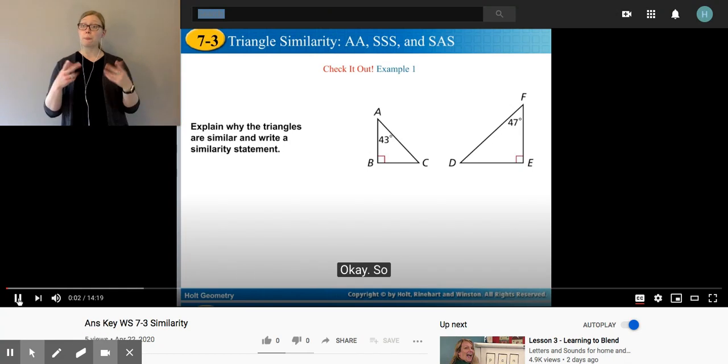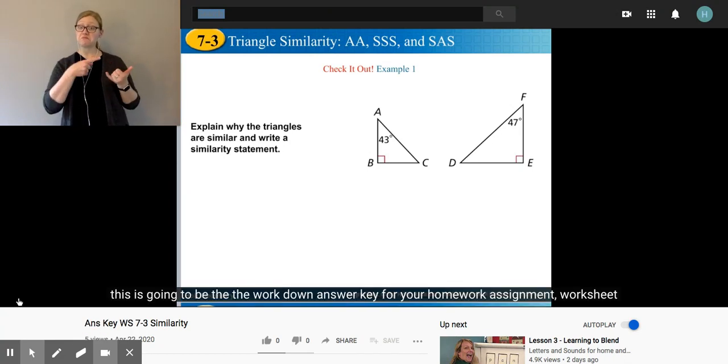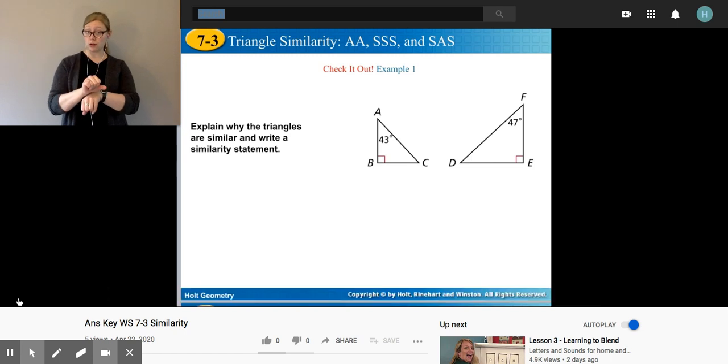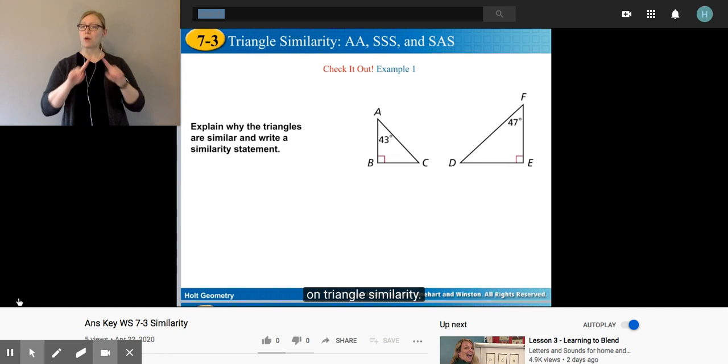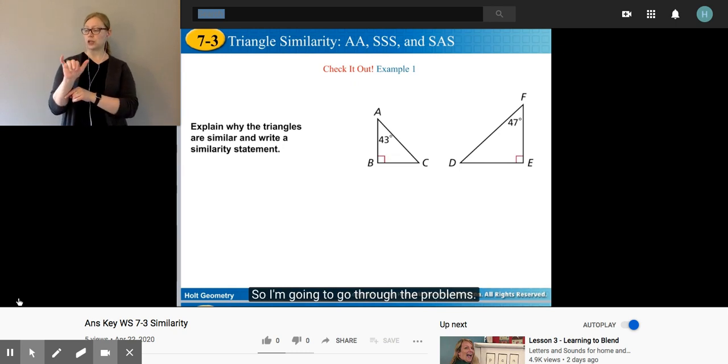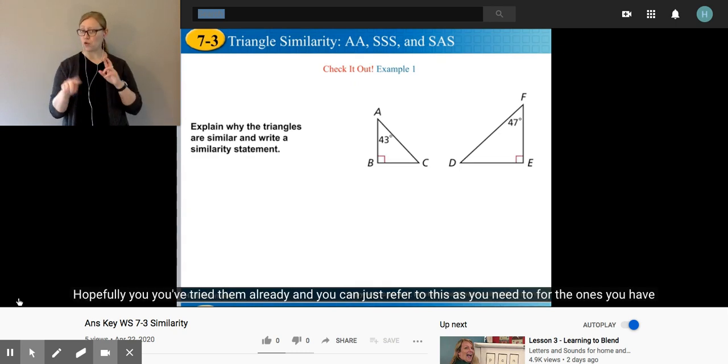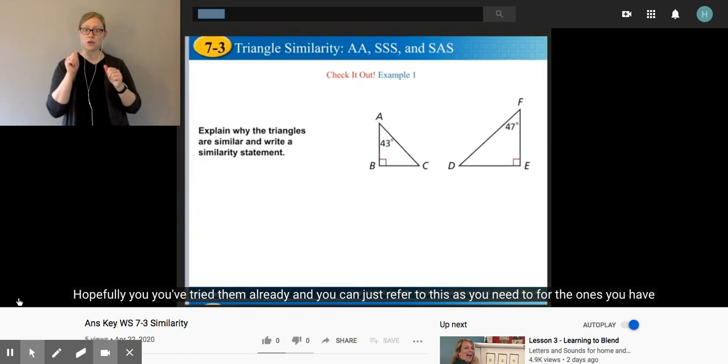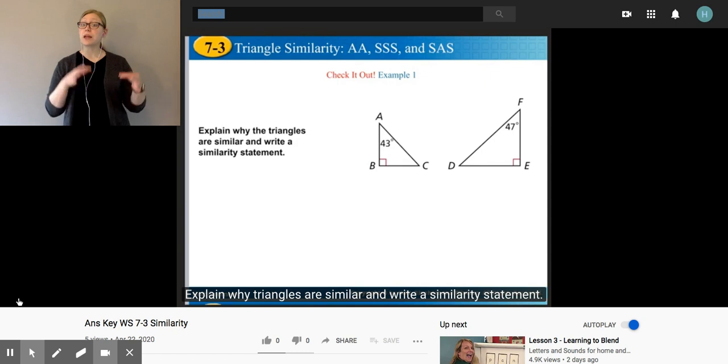Okay, so this is going to be the worked out answer key for your homework assignment worksheet 7-3 on triangle similarity. So I'm going to go through the problems. Hopefully you've tried them already and you can just refer to this as you need to for the ones you had trouble with. Explain why triangles are similar and write a similarity statement.